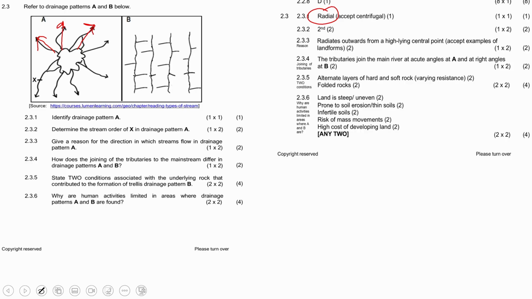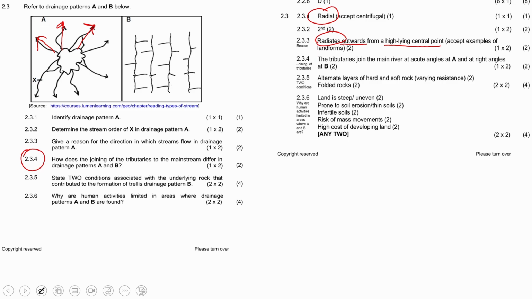Okay, now, 233, give a reason for the direction in which streams flow in drainage pattern A. And we have dealt with that one before. That's why I'm giving you the marking guideline ahead, okay? They radiate or they flow outwards from a high-lying central point. Remember that image that we gave you had a spot height, but we also said you can have another example that is a mountain, a hill, or a butte, or even a volcanic crater.